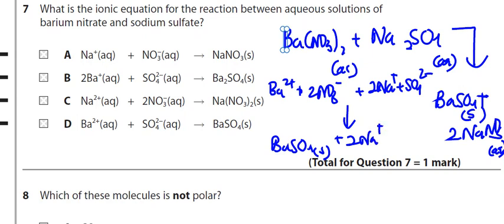You have 2Na+ and 2NO3-. This 2 belongs to both sodium and nitrate. You can notice the nitrate gets cancelled. Spectator ions, the common ions, you cancel, right? Then you get Ba2+ and sulfate giving barium sulfate. The state symbols are important when it comes to the writing of ionic equations.